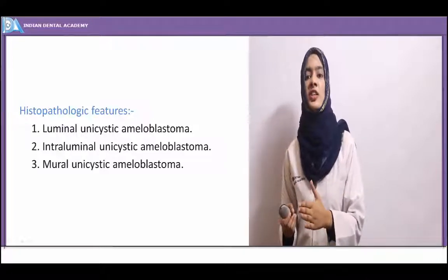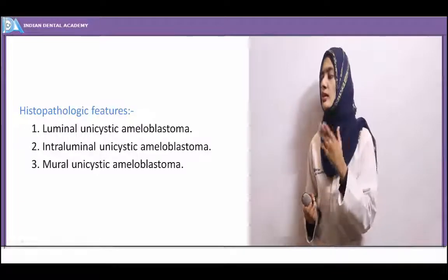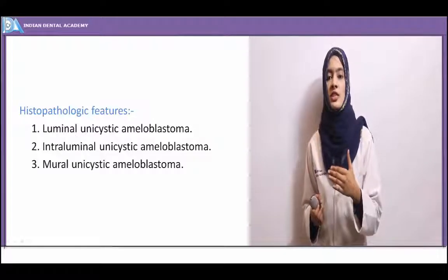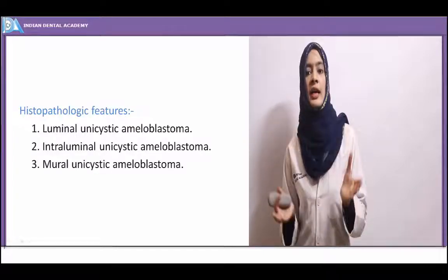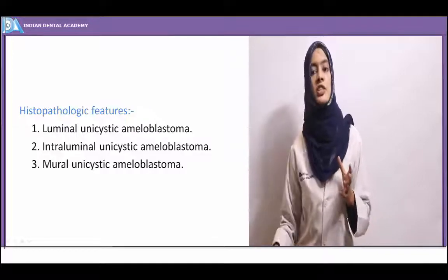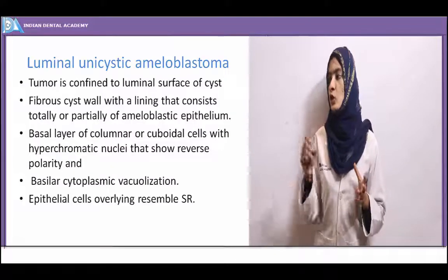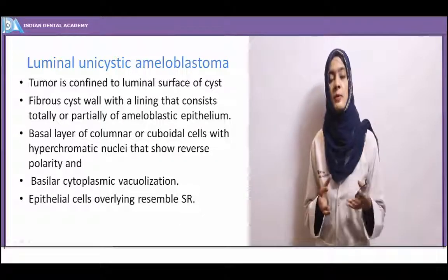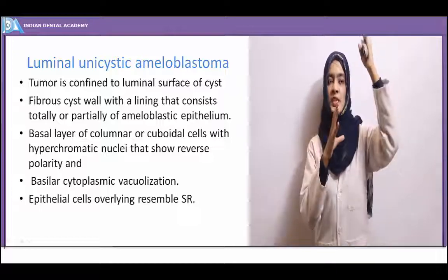When we see the histologic features, the unilocular cystic variant appears in three forms: the luminal unicystic ameloblastoma, the intraluminal unicystic ameloblastoma, and the mural unicystic ameloblastoma. An obvious cyst is present, and a cystic lining is present here. Surrounding this cyst wall, the odontogenic epithelial lining or the ameloblastomatous epithelial lining will be present. In luminal unicystic ameloblastoma, the microscopic picture gives an appearance that the tumor is just attached to the cystic wall.